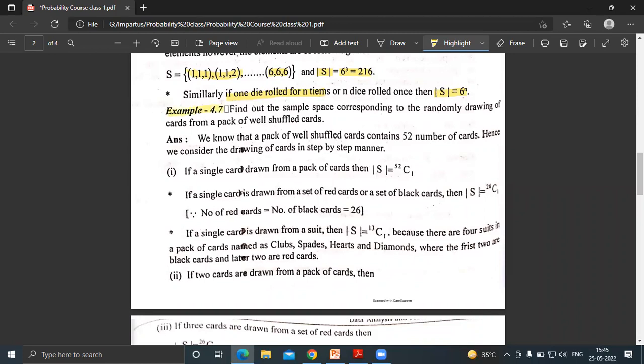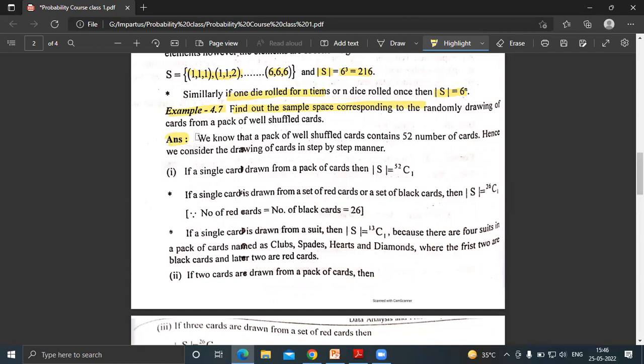Similarly, check this example 4.7. This is a card problem. The question given is: find the sample space corresponding to randomly drawing cards from a pack of well shuffled cards. We don't know how many cards there are here, and we don't know how many times we draw the cards, but here I'll give every answer and you all will be able to answer any type of question.